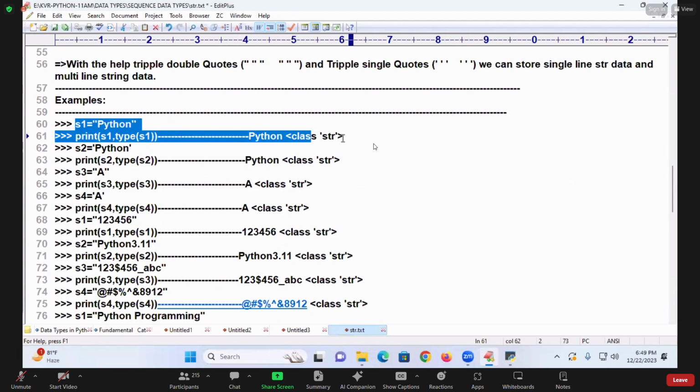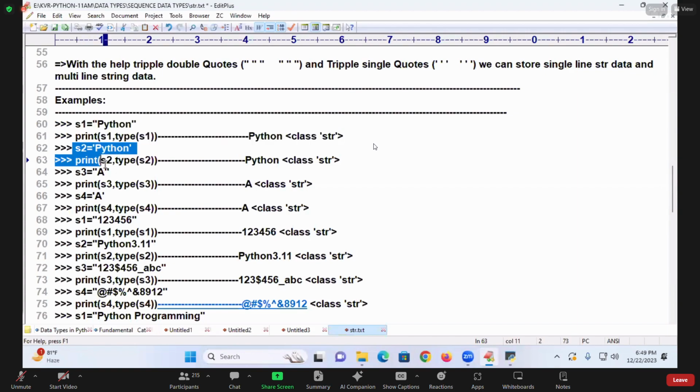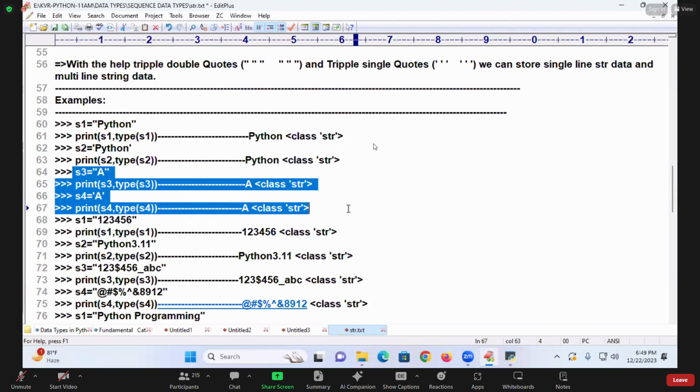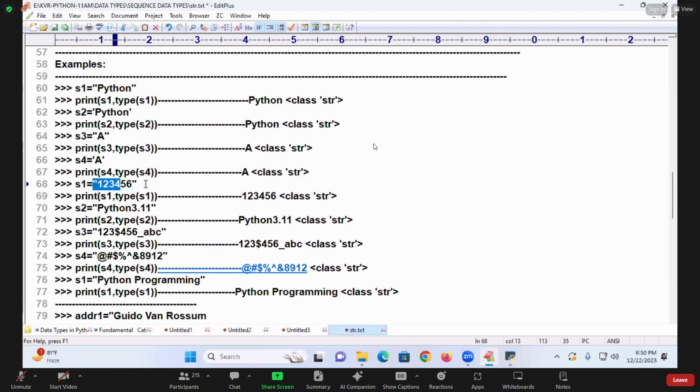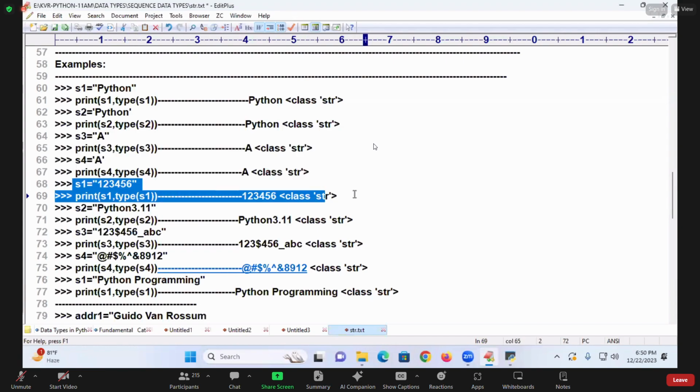Python, string data, str. Python, S2, single quotes, also str. Double quotes, character, single quotes, character, also str. There is no char notation available in Python. Char is also treated as str. Some people may ask, do you have a char data type in Python? No. So do you really need the char data type? Not at all necessary, because everything is taken care of by str itself. Numbers within the double quotes are also str.